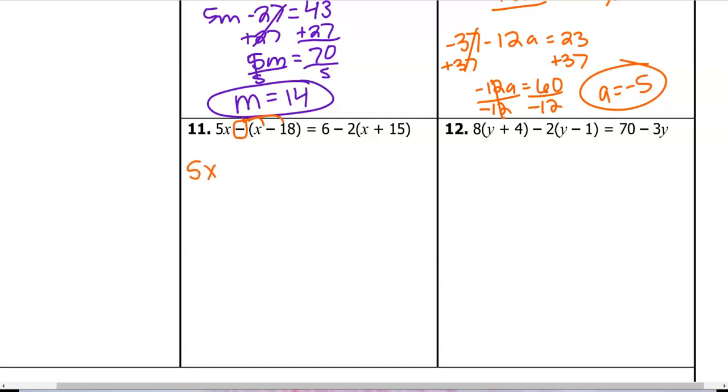Negative times x gives me negative x. Negative and -18 gives me +18. Yep. What are we going to distribute on the other side? -2. Good. All the number and sign go with it, which means my 6 is just there, right? Don't forget the 6. He's just hanging out. But now we have -2 times x, so -2x. And we have -2 and 15, which is -30.